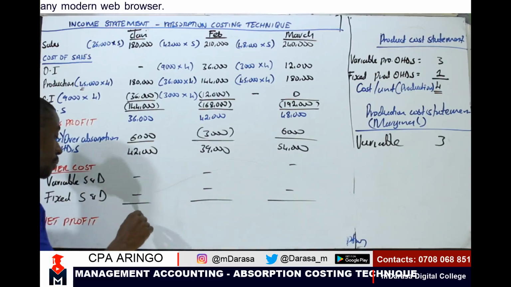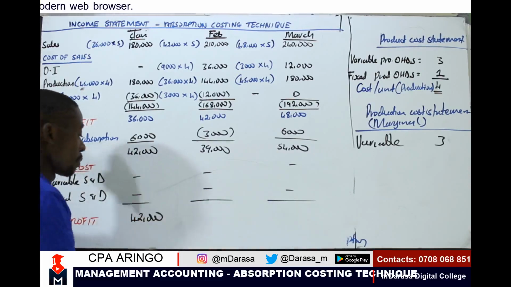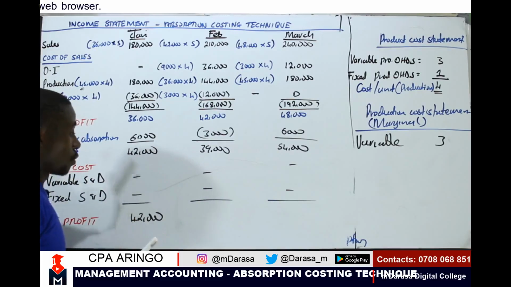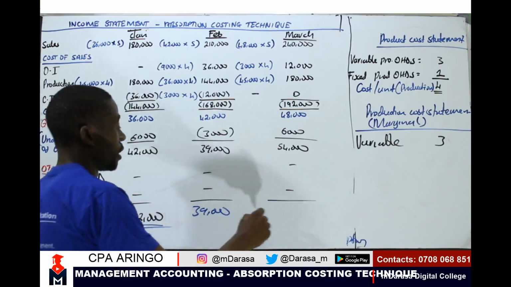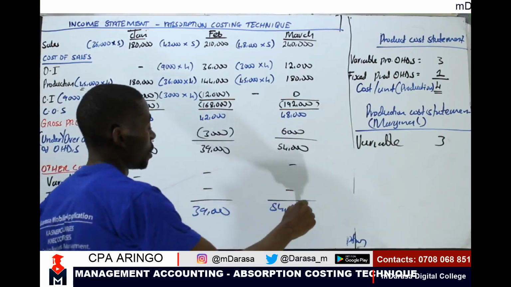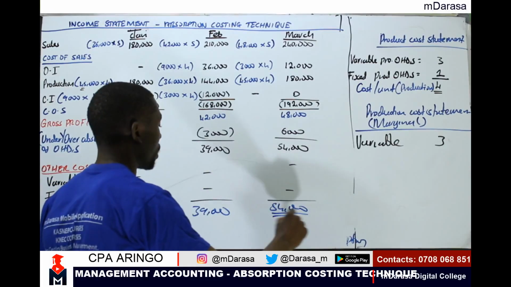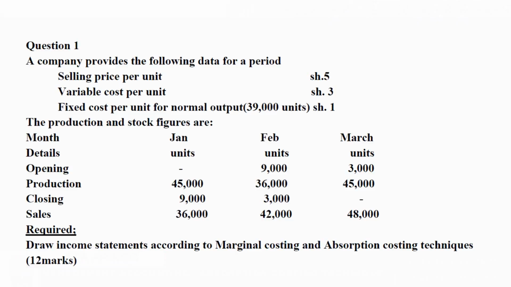We should be talking of our net profit being 42,000 here, 39,000, and 54,000. That should be our net profit.